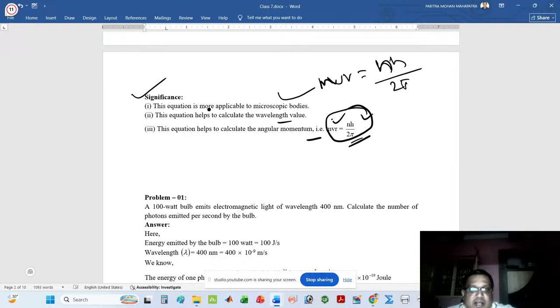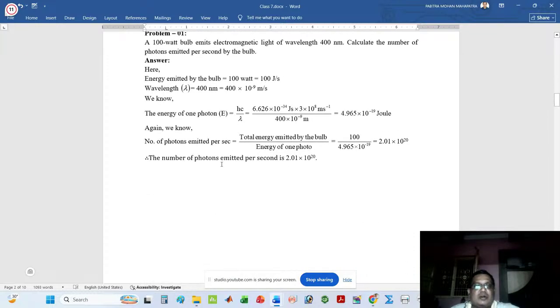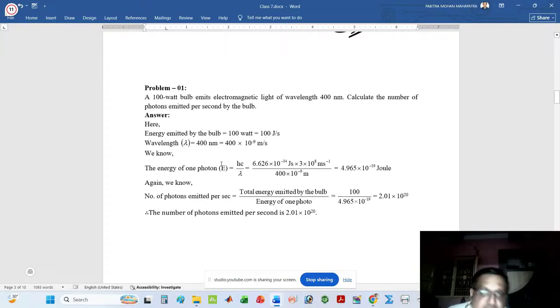Again, I want to read the significance. This equation is more applicable to microscopic bodies. This equation helps to calculate the wavelength value. Next, this equation helps to calculate the angular momentum. Next, I want to do some problems related to de Broglie's wave equation.